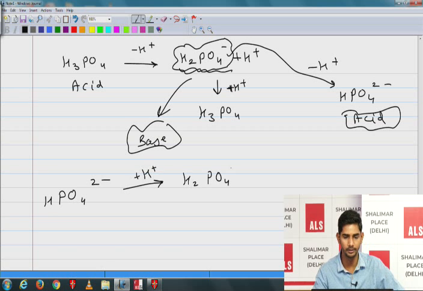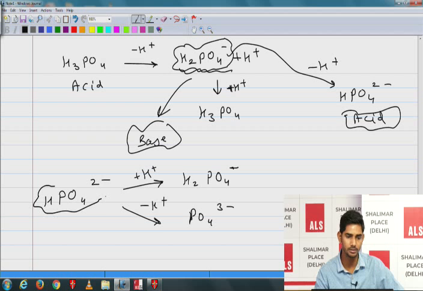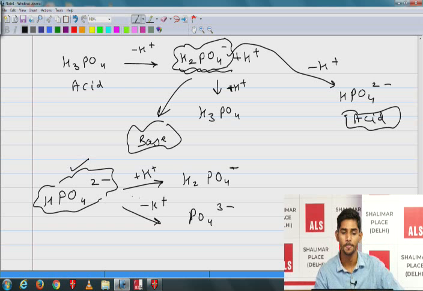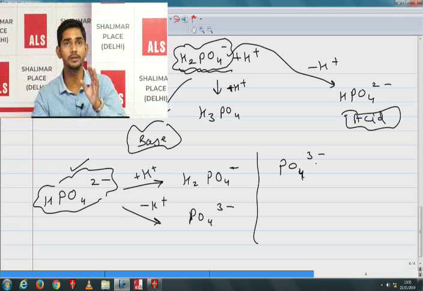Okay. Now, if you check out HPO4 2 minus, see, this one can accept H plus, and after accepting, it can form this one. And yes, this one can donate H plus, and after donation, this one will get converted into what? This one. Okay. Now check out this one. This is also doing the same. Again, it has the ability of accepting as well as donating. That's why again this is what? Amphiprotic.